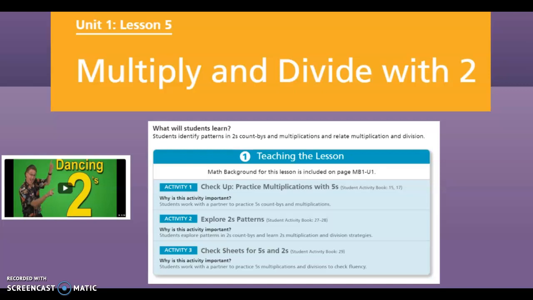All right, Unit 1, Lesson 5. By the end of this lesson, you will be able to identify patterns in the twos, the two count bys, and multiplication, and how it relates to division. There is a little video that you'll watch on your own. It's called The Dancing Twos.